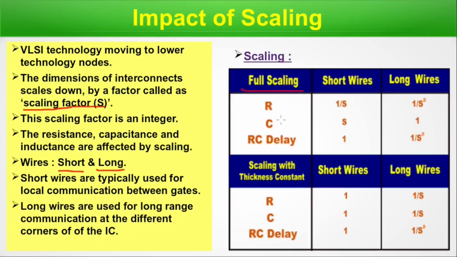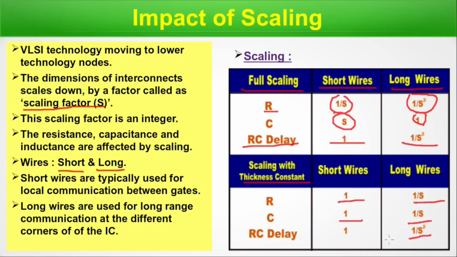There is a table for full level scaling, short wires and long wires. R value changes with a factor of 1 by S, scaling factor, for short wires. And for long wires, it's 1 by S square. For C, for short wires, it's S, and for long wires, it's scaled by factor 1. That remains the same. RC delay, these are the values. And scaling with thickness, keeping thickness constant, the value will be different. So we can see that with scaling, the value gets changed. So if we compare this RC delay value over two different technology nodes, they will be different. So that's the impact of scaling.